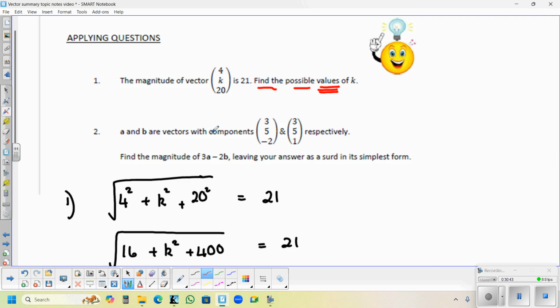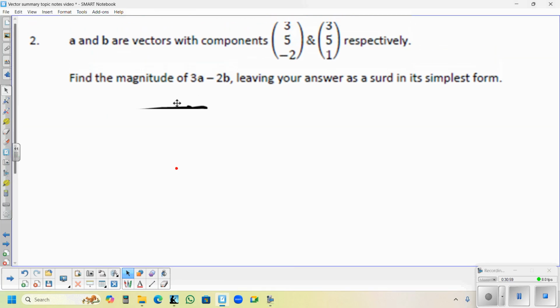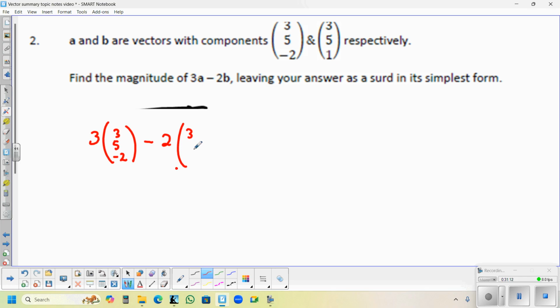Next one, it says A and B are the vectors with components 3, 5, negative 2 and 3, 5, 1. Find the magnitude of 3a minus 2b, leaving your answer as a surd in its simplest form. So we'll do that one. What we want to do here first of all is work out 3a minus 2b. So it's going to be 3 lots of 3, 5, negative 2 minus 2 lots of b, and vector b is 3, 5 and 1.